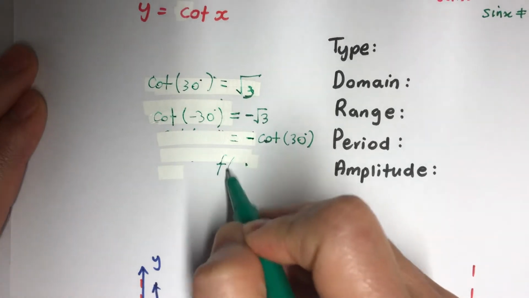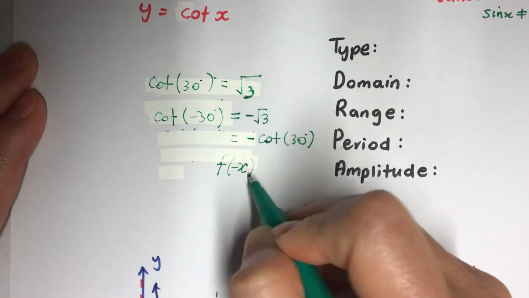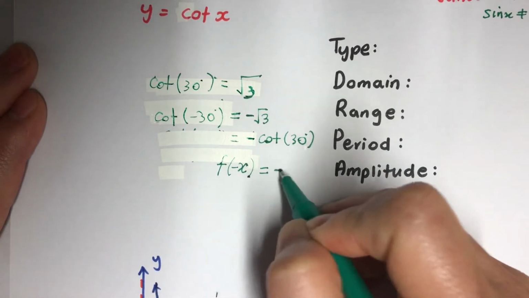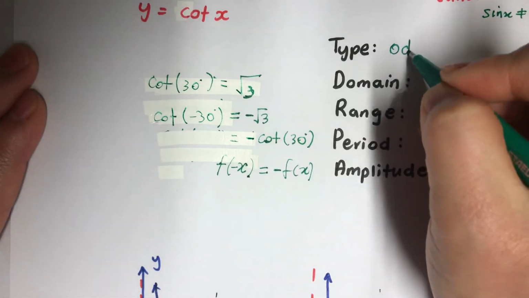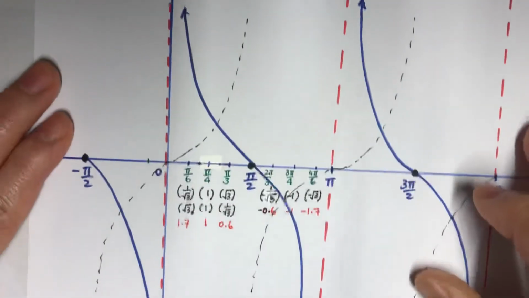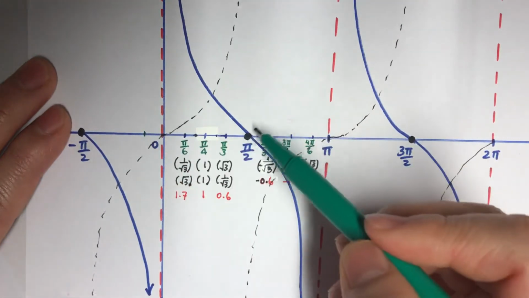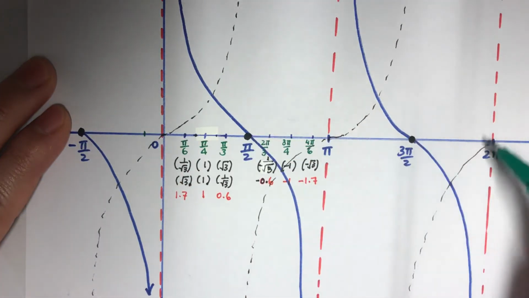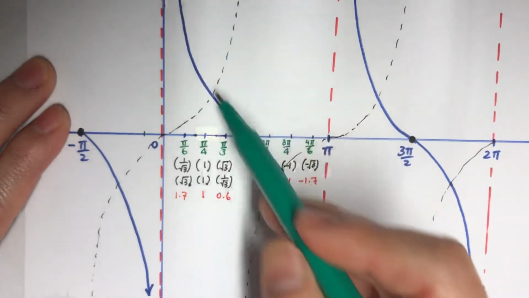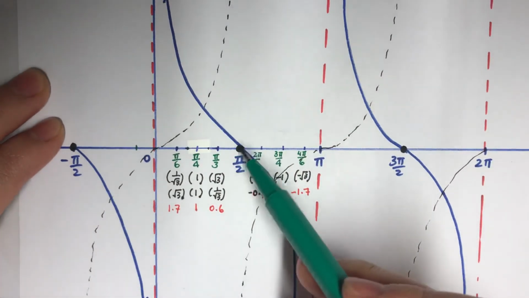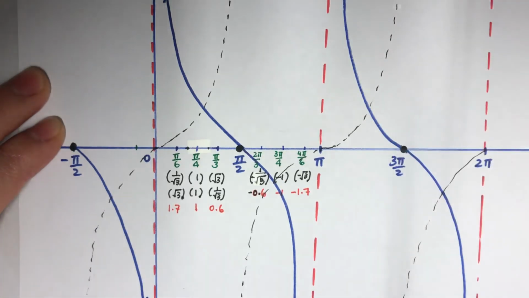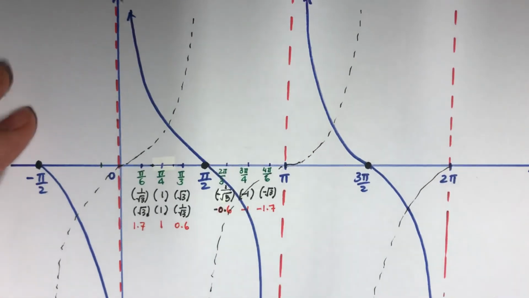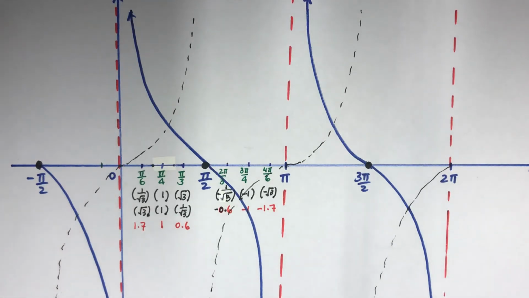What is an odd function? When I put in negative x, f of negative x is minus f of x. So it's odd. And if this is my first quadrant, second quadrant, third quadrant, and fourth quadrant: in the first quadrant, cot is positive, just like tan. And again, it'll be positive in the third quadrant. So the odd symmetry doesn't really change at all, even though it's a reciprocal.